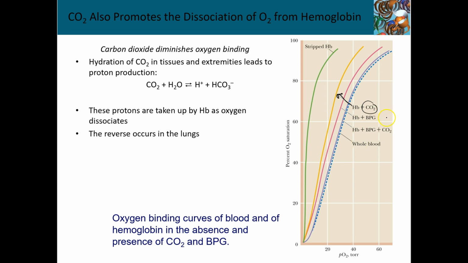And we also have another factor here called BPG, which we'll get to in a little bit. BPG is bisphosphoglycerate, and it deserves its own attention, which we'll get to in a little bit. But this curve is just showing the change of hemoglobin plus CO2. And then we have hemoglobin in the absence of CO2, or BPG. And you can see that these lower curves are releasing oxygen much more readily than the non-CO2 bound hemoglobin.